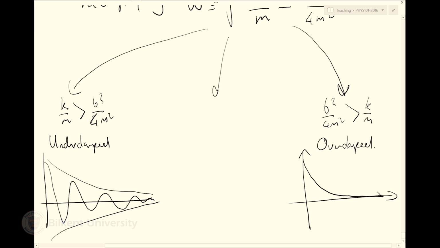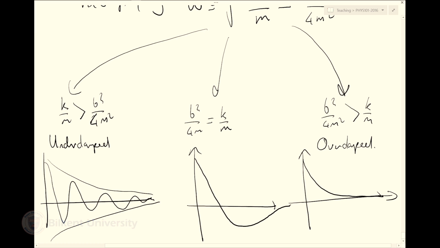And in the middle is when these two quantities are equal to each other. And then your solution is really interesting. What happened? Your frequency went to 0, which means your period, the time it takes for motion to repeat itself, went to infinity. So you make exactly one oscillation. Okay, and such a thing is called critically damped.